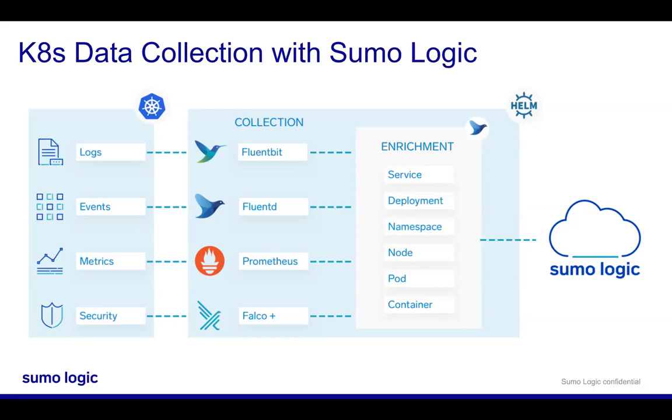Now, finally, events. Those are going to be collected through a FluentD plugin that we developed. It's going to run in its own deployment. And all the events are going to go to an API server. So the plugin is essentially going to watch the API server. New events are going to be shipped to Sumo via HTTPS.